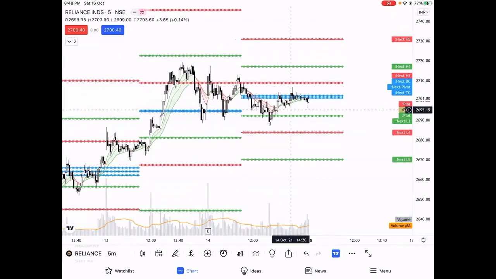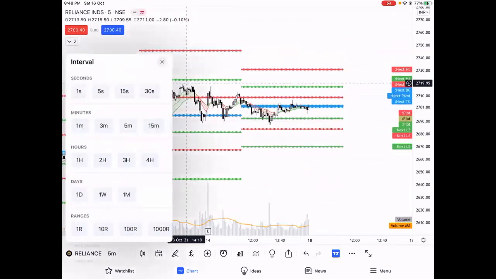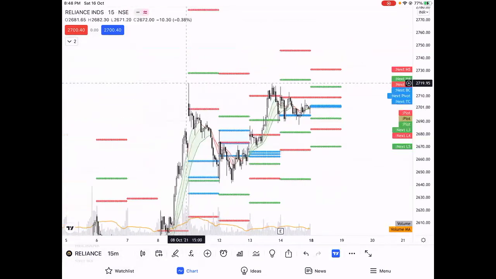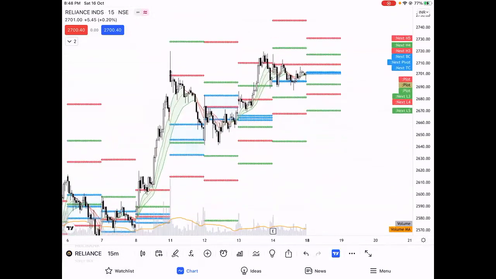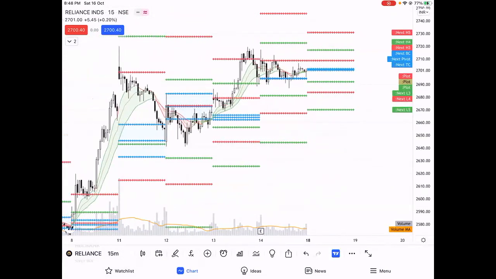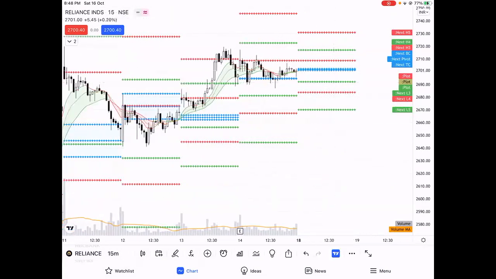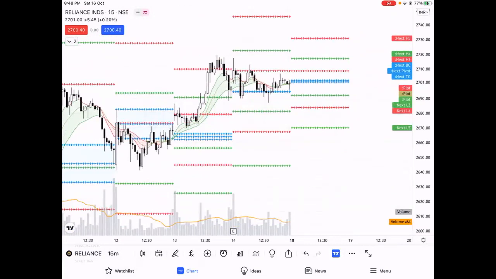If Reliance reverses, see, you can get a clear picture now. If I switch on to 15 minutes, you can see some clear picture. Reliance is consolidating from around the 13th, 14th, 2 days. Correct. 2 days it has been consolidating within a range. So it has got a good probability. Correct.